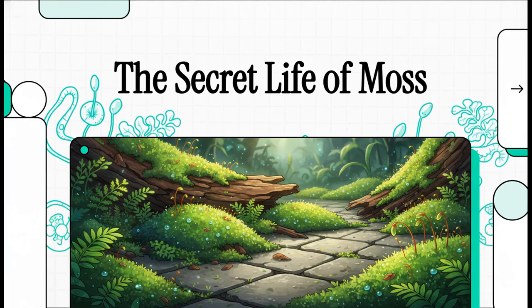Have you ever really looked at moss? You know, that green stuff growing on a tree or in the cracks of the sidewalk? It seems so, I don't know, simple. But that little patch of green has an absolutely wild life story. So let's dive in and uncover the secret life of one of the oldest plants on the planet.